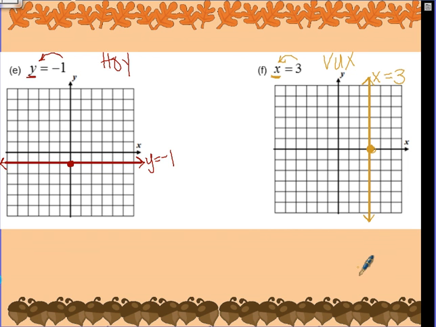So that wraps up tonight's lesson on horizontal and vertical lines. Please come into class tomorrow with any questions or comments you may have about these two special equations. Thank you.